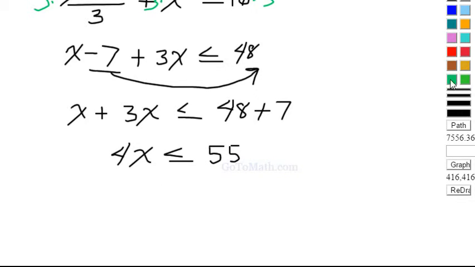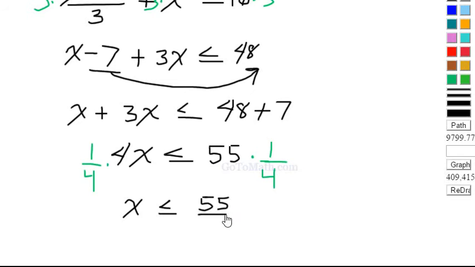Multiply through by the reciprocal, so 1 over 4 to both sides. This problem actually turned out to be pretty easy. Now we're left with x is less than or equal to 55 over 4. And 55 is 5 times 11, so that's not going to break down any.